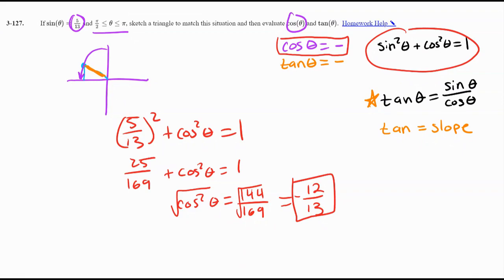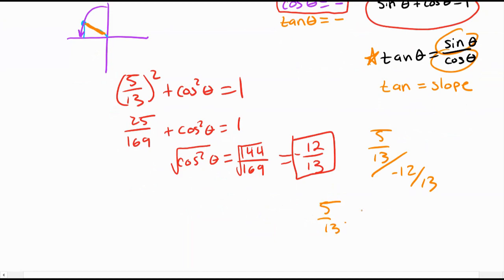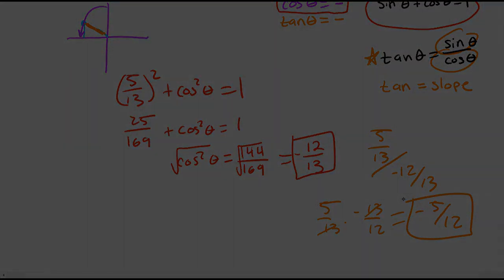Now I just need to divide these two values because it's sine of theta over cosine of theta. So 5/13 divided by negative 12/13. And remember, when I divide fractions, I am multiplying by the reciprocal. My 13s cancel out, and I find out that tangent of theta is equal to negative 5/12. And that there is my final answer.